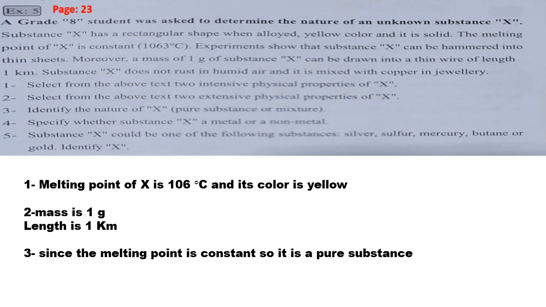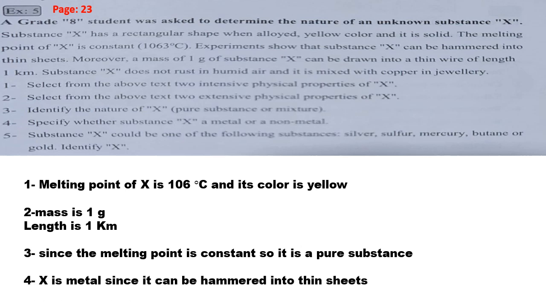Part 4, specify whether substance X is a metal or non-metal. Is it metal or non-metal? Is it metal? Yes, it's metal. Why? Because it can be hammered into thin sheets. This is one of the properties of the metals. They can be hammered into thin sheets.